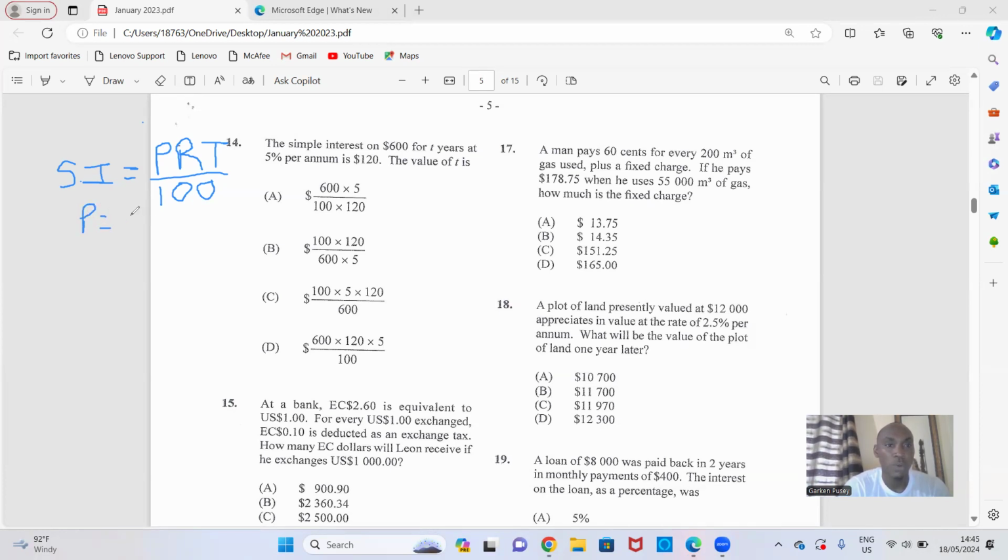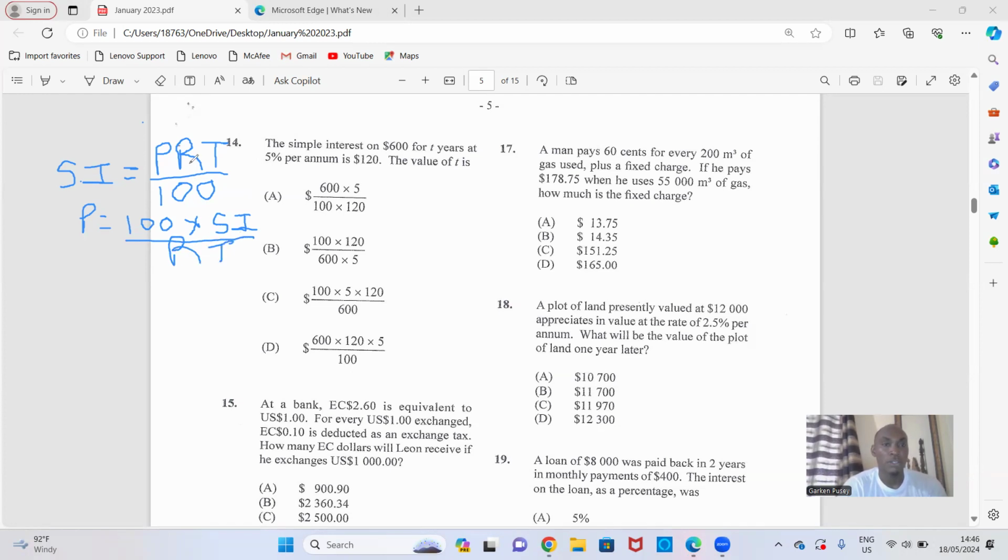You're going to take this 100, it's 100 times the simple interest, let's call it SI, over the other two. What are the other two? Rate and time. R times T.